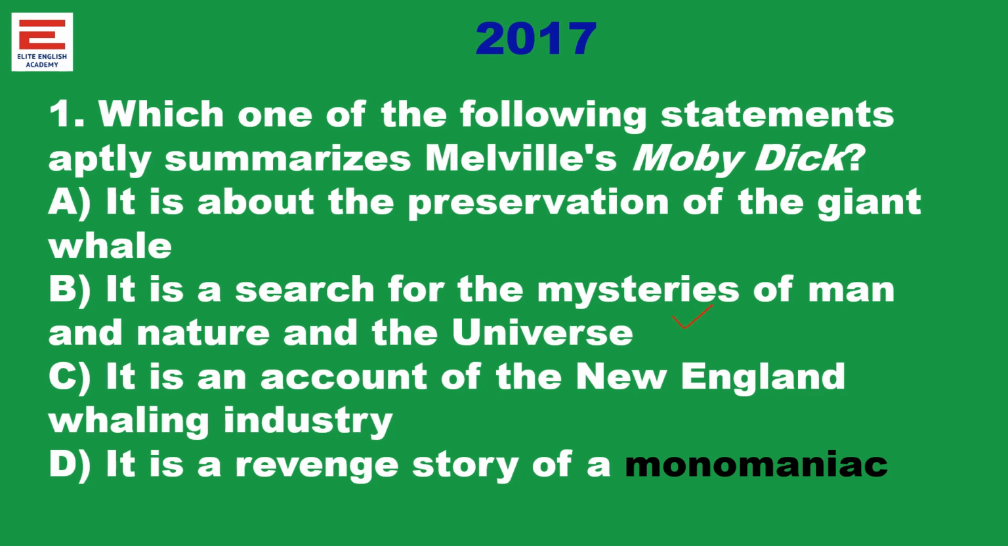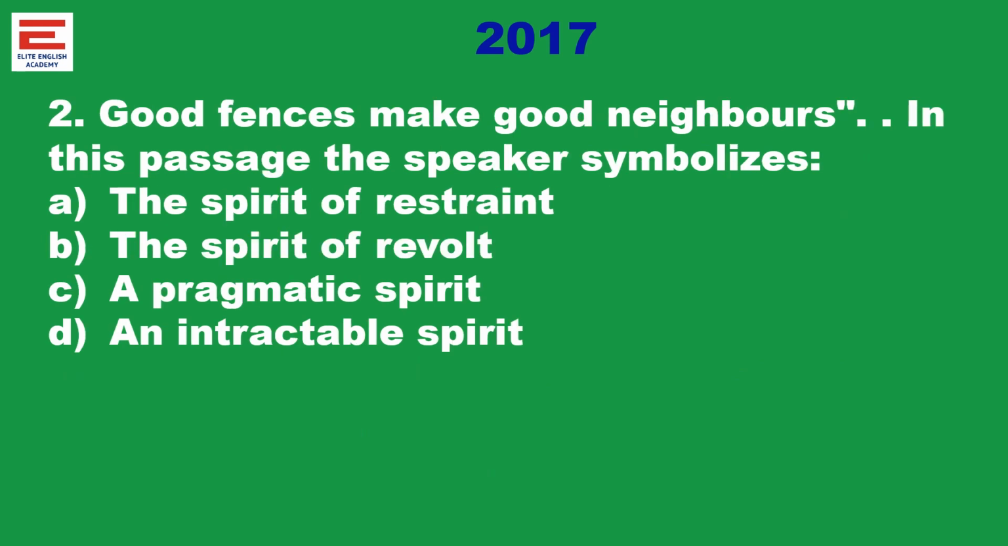That is, it is a search for the mysteries of man and nature and the universe. So this question is asked based on the theme itself. Next one, good fences make good neighbors. In this passage, the speaker symbolizes the spirit of restraint, the spirit of revolt, a pragmatic spirit, an intractable spirit. Okay, this is one of the deeper level questions. So here, why should a student prepare for the PGTRB English exam or any other competitive exam only in English? Actually, this question will answer.